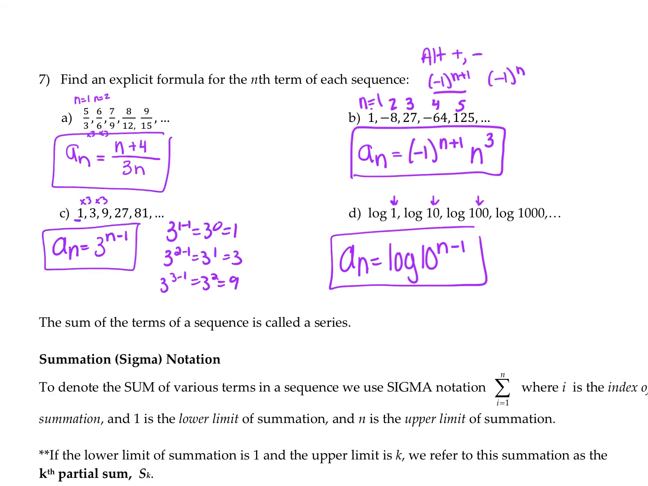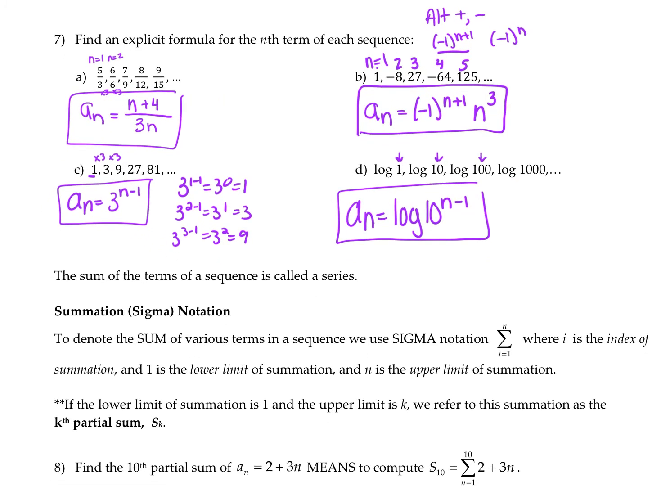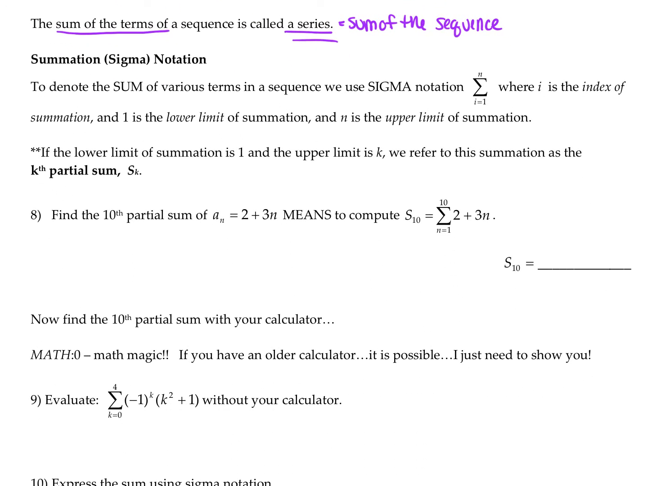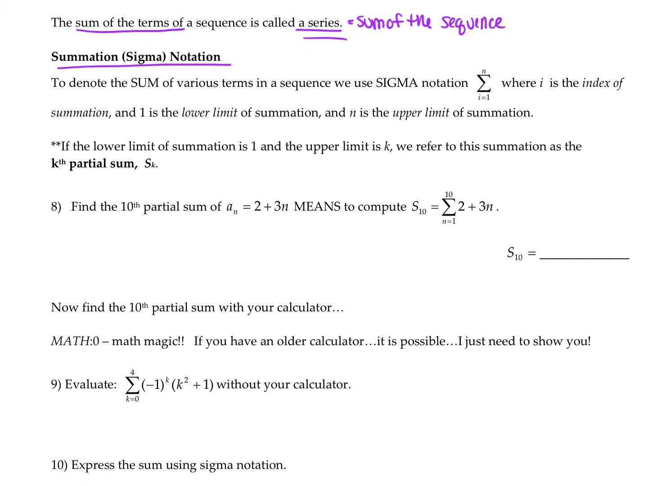All right, the last thing we're going to talk about today is that if we take the sum of all terms, we call this a series. So when we're talking about sequences and series, a sequence is the list of terms, and a series is the sum of the sequence. A lot of times when we see sigma notation, it's our summation notation, and when we see it, we know we should be adding all our terms together.